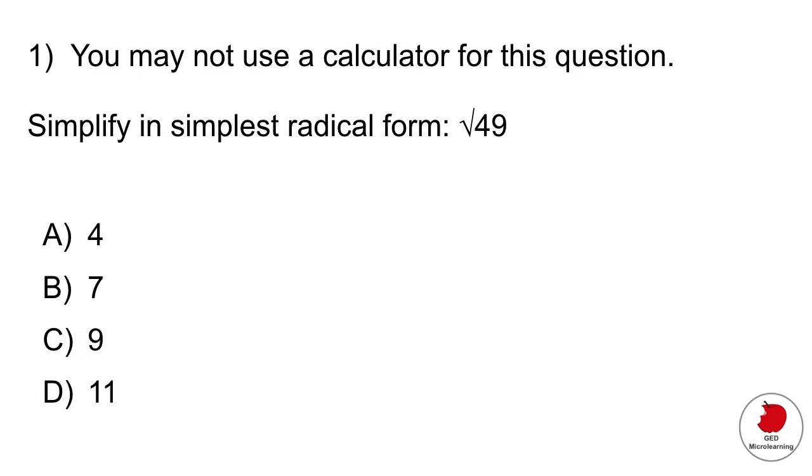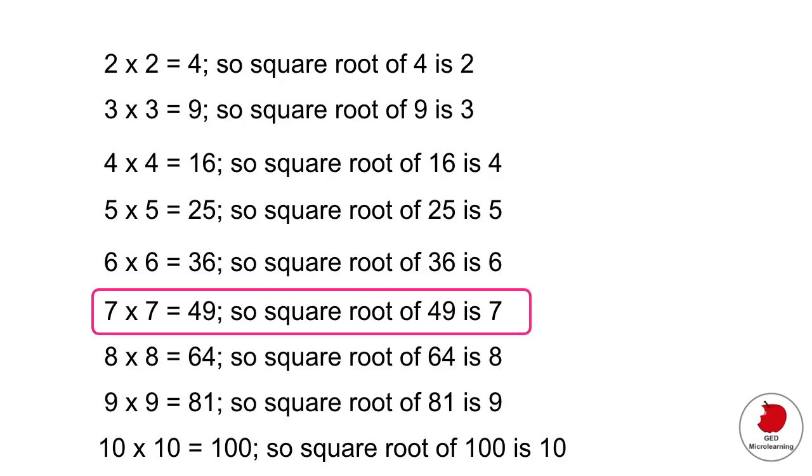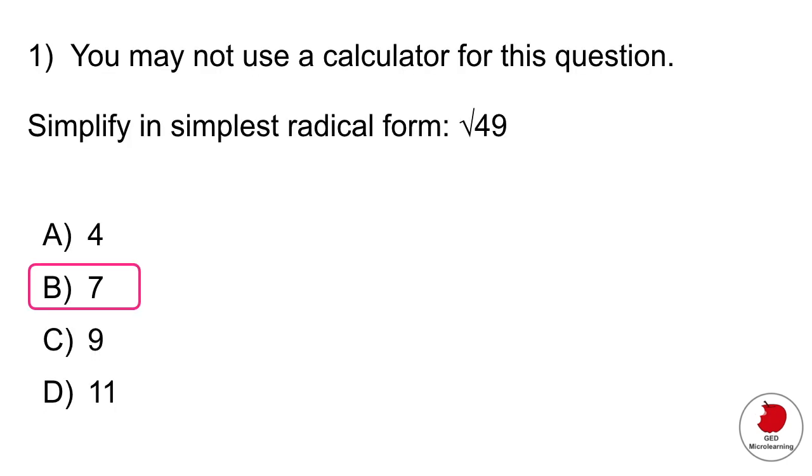All right, so let's go back to our question. It asks us to simplify the square root of 49. If we look at our table that we should know now, the square root of 49 is 7, because 7 times 7 is 49. So our correct answer would be B.